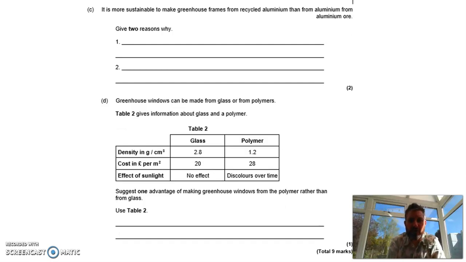Right, this is the second half of that question, and this is not directly linked to life cycle assessments, but this is stuff we've already done. We looked at recycling of metals, so here's a recycling of metals question, and then there's another life cycle assessment question related to which material we use for the windows. So again, one advantage of making greenhouse windows from polymer rather than from glass. So just look at the table, look at the 2 columns, and make a decision about which is the best, or why it's better. Okay, one advantage of making greenhouse windows from the polymer.